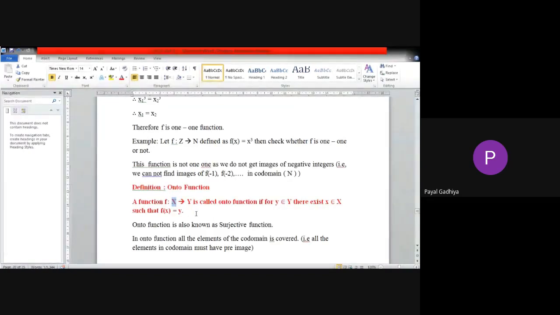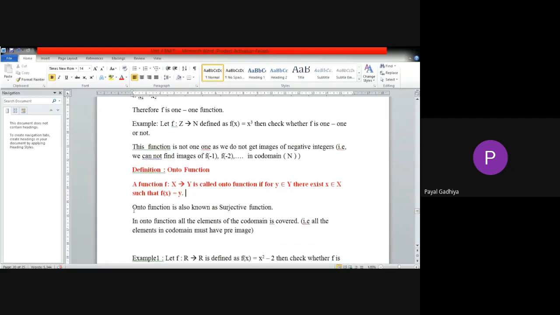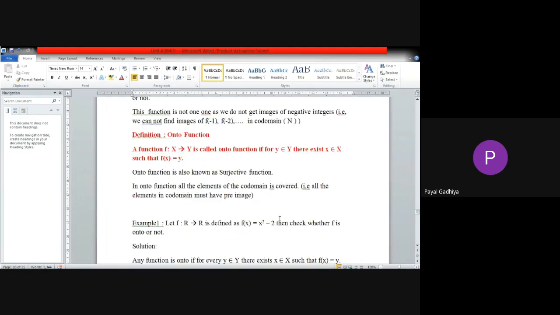Now let us see some examples. There is one more name for the onto function, which is called surjective function. Okay, so I have this example: f(x) equals x square minus 2. What I should do is take any y from this R. I can take any element from this R. Then there must be a pre-image in R, for every element.